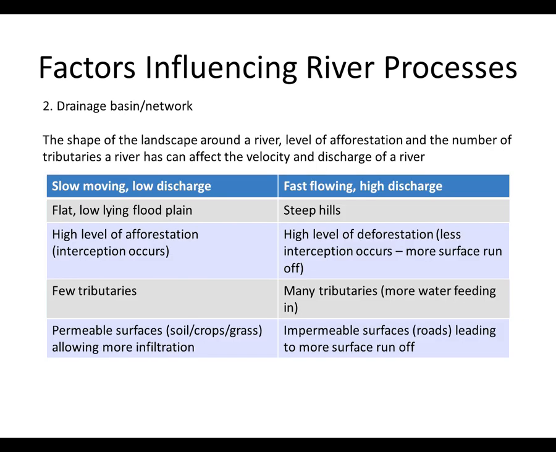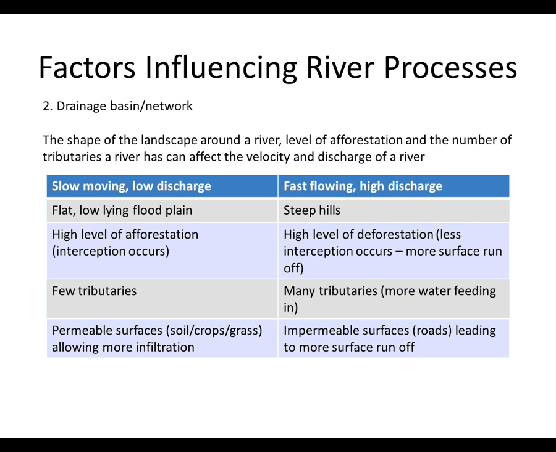So again, slow moving, low discharge. Discharge is just the amount of water in the river. These things affect it: a flat, low-lying floodplain, a high level of afforestation because of interception. So, linking back to our hydrological cycle, which also comes into play with your assignment. Few tributaries and permeable surfaces where the water can filter through, and it takes a lot longer before it actually reaches the river.